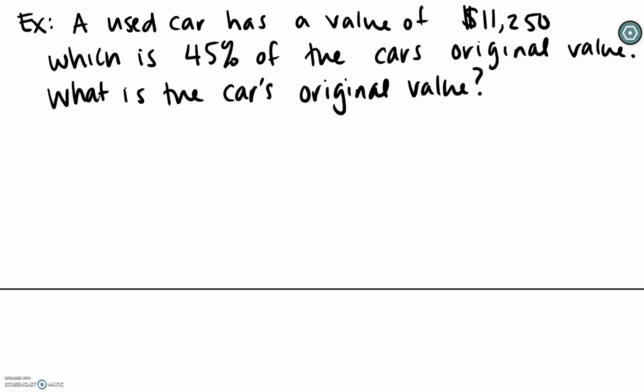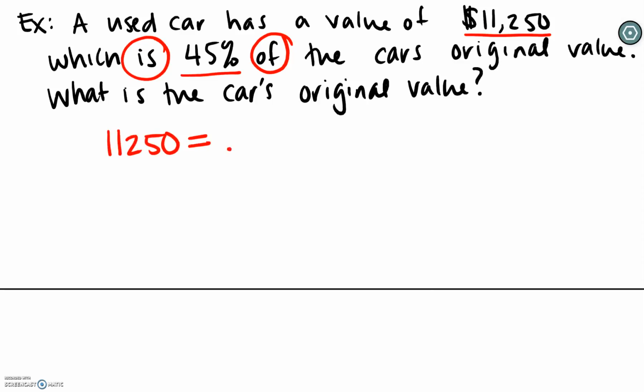So as we read through this, a used car has a value of $11,250. There's one of our numbers, which is 45% of the car's original value. So we have our two numbers. We have our is and our of. So we can already start writing out what we have here. 11,250 is our equal sign. 45% we can bring down as 0.45. And then our of is multiplication, right? So we can actually bring down each and every one of these little pieces. And then of the car's original value. And it turns out, what is the car's original value? This is what we're looking for, right? So we'll bring that down as our x.